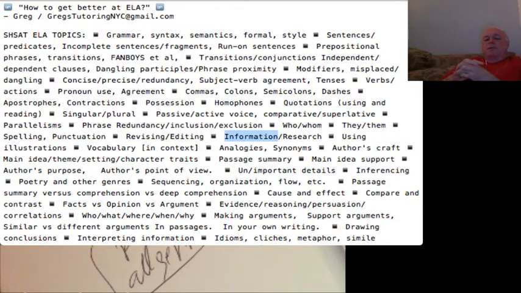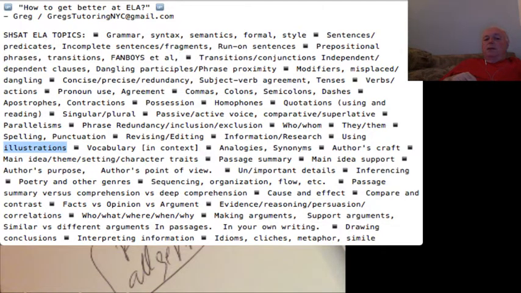Sometimes there's a passage about reading something, basically like how to use a library or something like that. I may have questions about that. Sometimes there's even a question about an illustration, believe it or not. It might be interpreting a chart, which, by the way, all the ELA ties into all the math, because if you can't read a word problem, then you've got a problem, right?